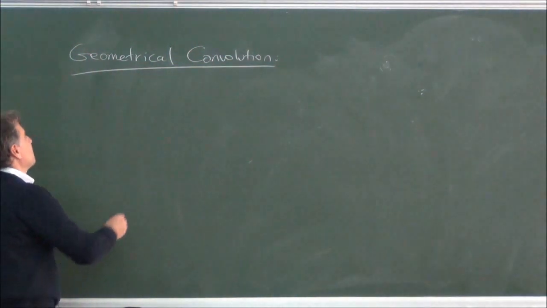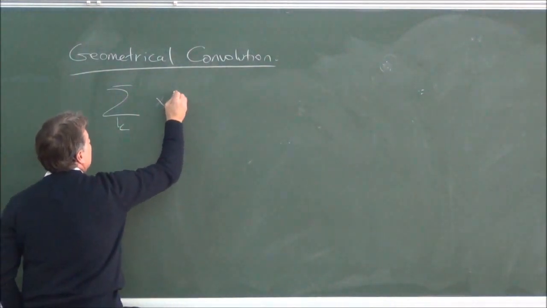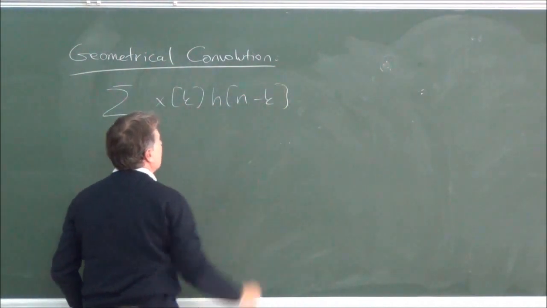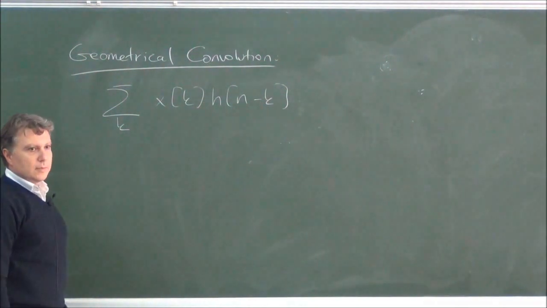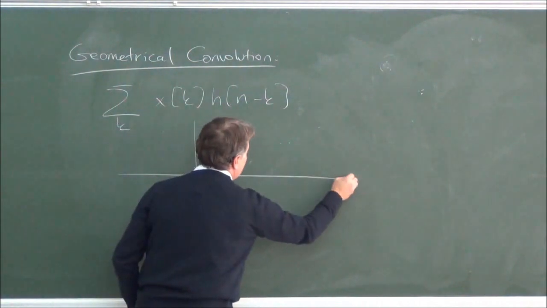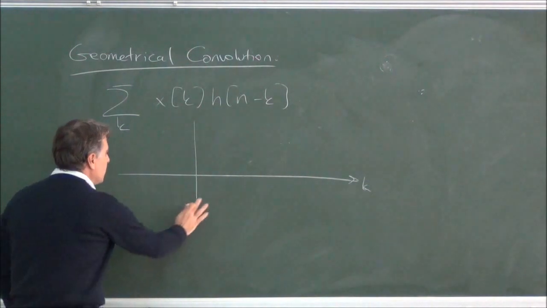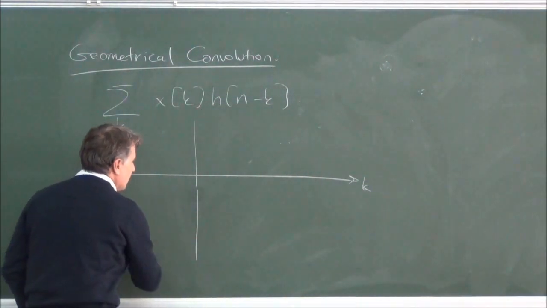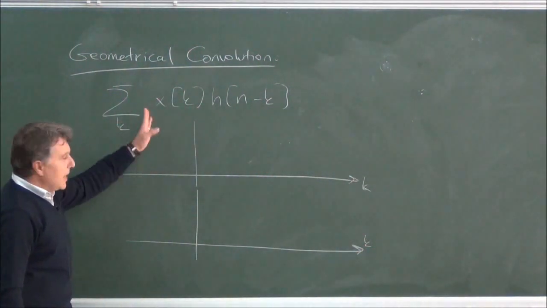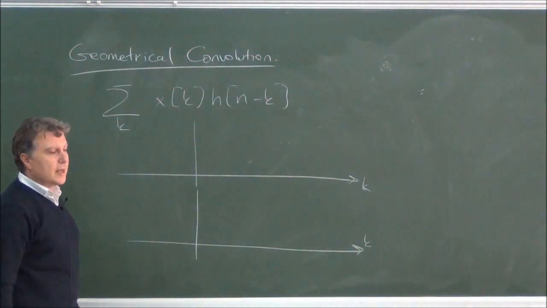But it is as follows. Let's write down the formula. This is the convolution, all right? Now, over the axis of k, let's draw two things. The first thing is x of k. The second is h of n minus k.